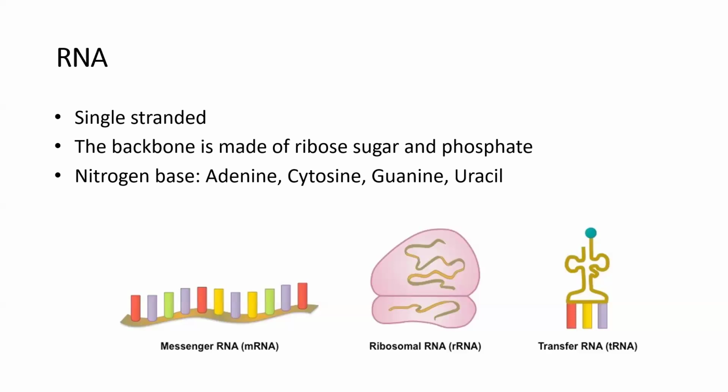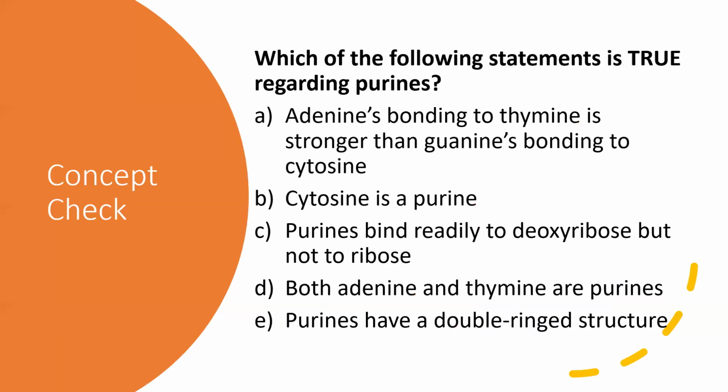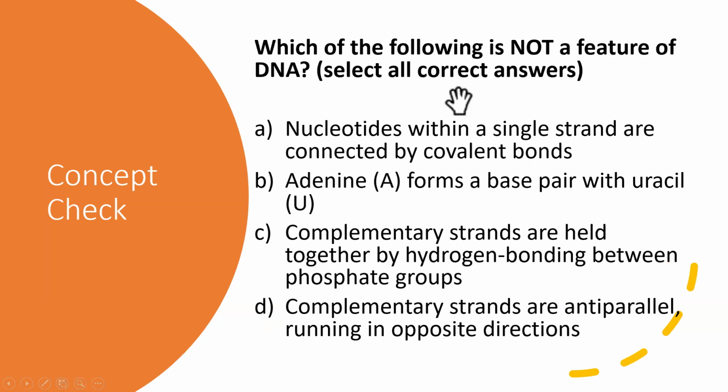There are 3 kinds of RNA. Don't worry about it. We'll learn them later. I just want to show you that there's mRNA, rRNA, and tRNA. We'll learn their function later on in lecture 7. Okay, and that's it for lecture 2.